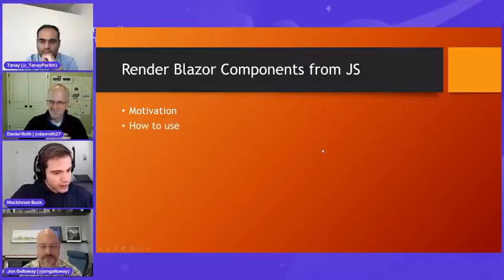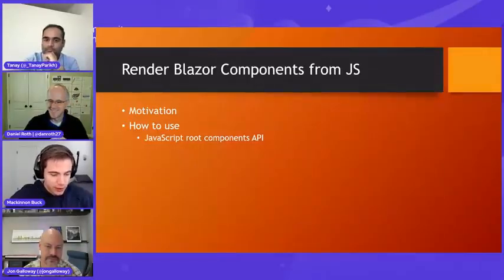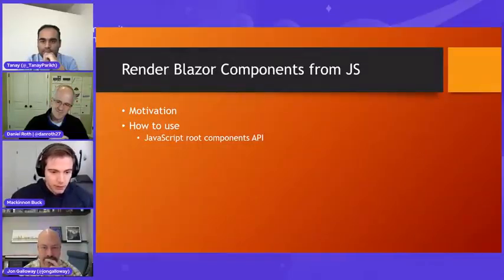So there are 3 different ways to use this feature. First is what's shipping as part of the framework itself: this low-level kind of JavaScript API that lets you manually control the lifecycle of the Blazor components that you're using in your page, and then manually set the parameters of the components. So this is a very flexible way to do it, but it's also a little bit harder to manage. And for that reason, we created a Blazor custom elements package.